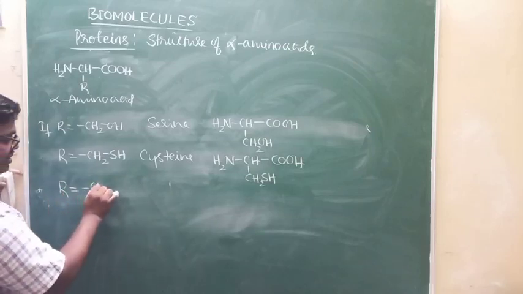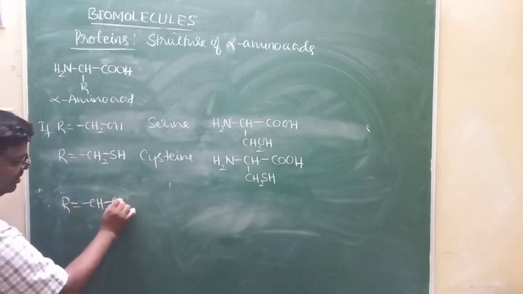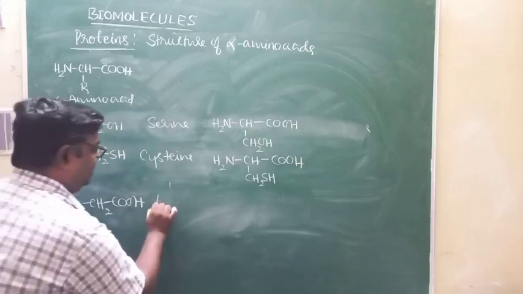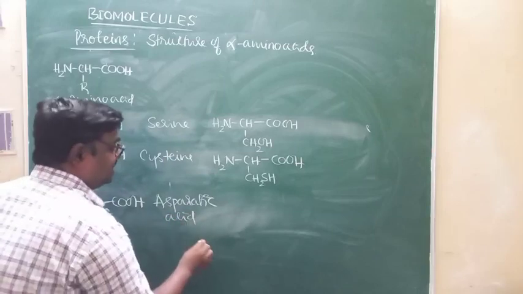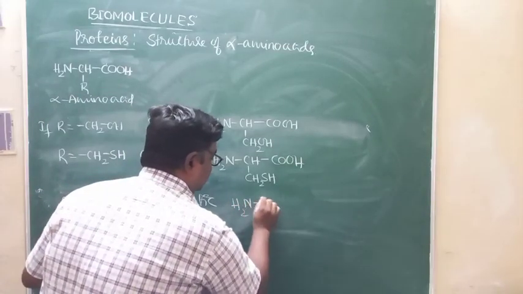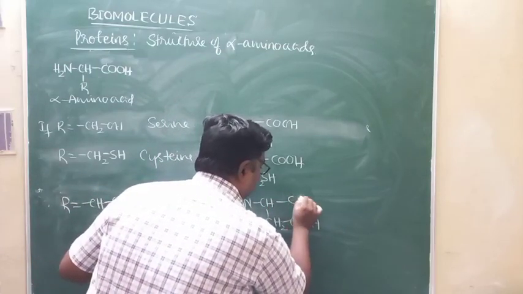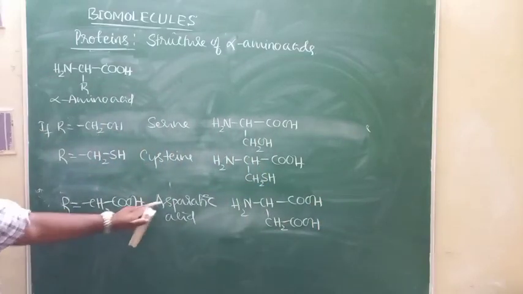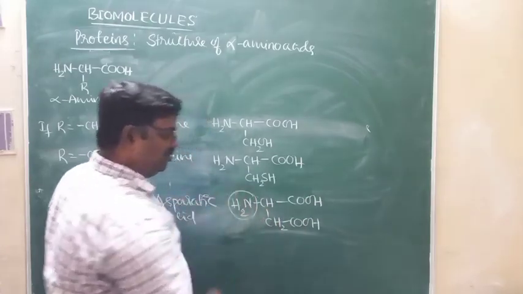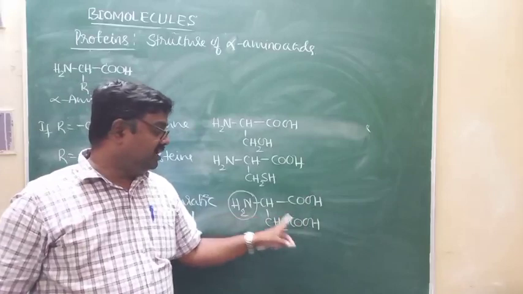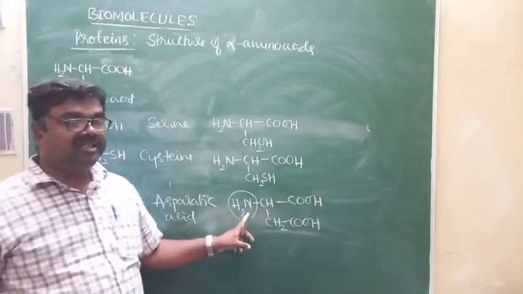If R is equal to CH2COOH, then it will be aspartic acid. Its structure is CH2CH, and it will be CH2COOH, and it will be COOH. Just observe, the molecule of aspartic acid contains 2 carboxyl groups and 1 amino group. The number of carboxyl groups is more than the number of amino groups. Therefore, aspartic acid is an example of an acidic alpha amino acid.